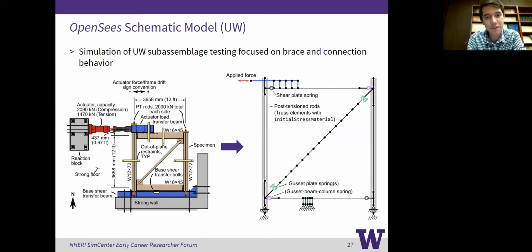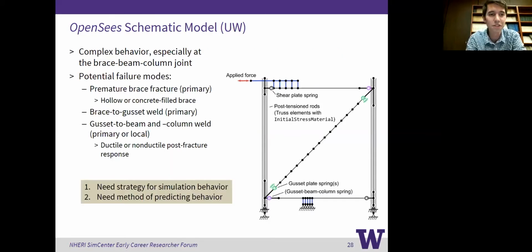It's modeled pretty much similar to the SCBFs, but we find that we need to make some changes here. There's complex behavior, especially at the brace to beam column joint, as we saw in the video. And so we need to be able to handle that somehow. And then we also have all these different failure modes that could occur.